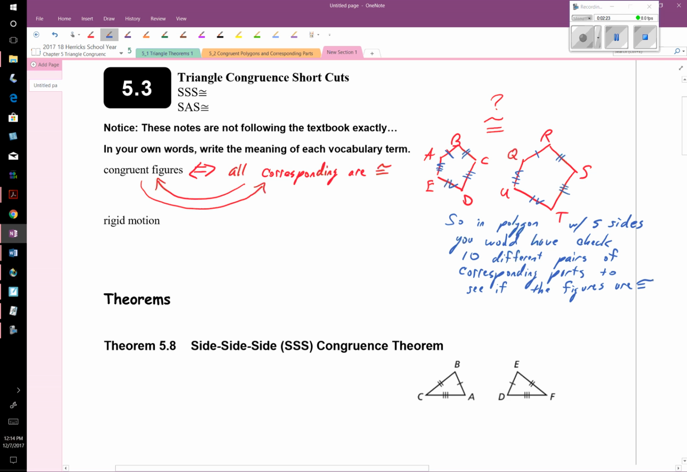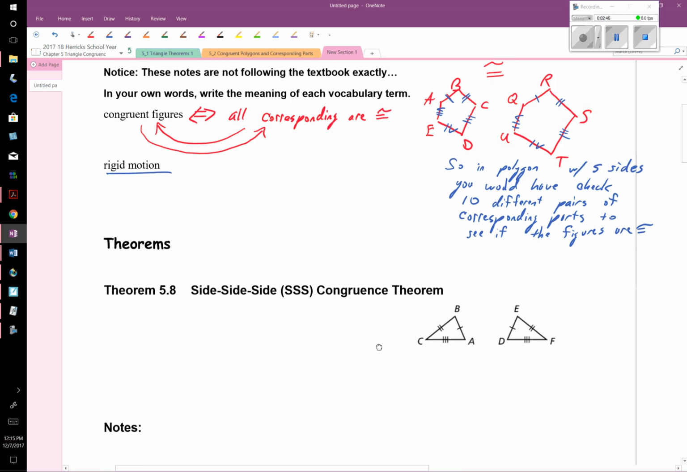Okay, and another way, like we talked about, is if I could take one figure and move it somehow, flip it, move it, rotate it, and I could get all the points to match up, I can also say they're congruent. But the goal is to tell you that in any regular or irregular polygon, I have to check every pair.